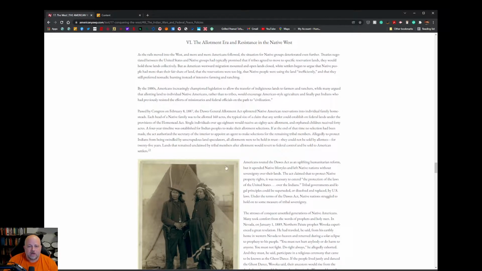But if we look here, we start to see a little bit more about Congress enacting policy towards natives. All right. So take a look at this paragraph right here. By the 1880s, Americans increasingly championed legislation to allow the transfer of indigenous lands, that's native lands, to farmers and ranchers, taking Native American land away from the Native Americans and giving them to American farmers and ranchers.